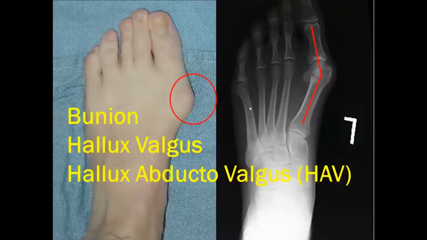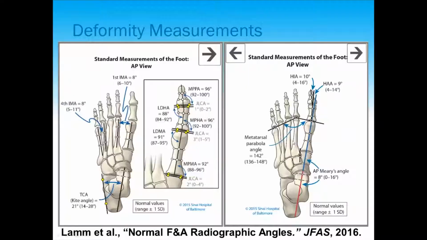So we all know that a bunion is hallux abductovalgus and appears like this clinically and radiographically, and we all have many patients with these deformities. It's a very common deformity and a common procedure that we perform as foot and ankle surgeons.